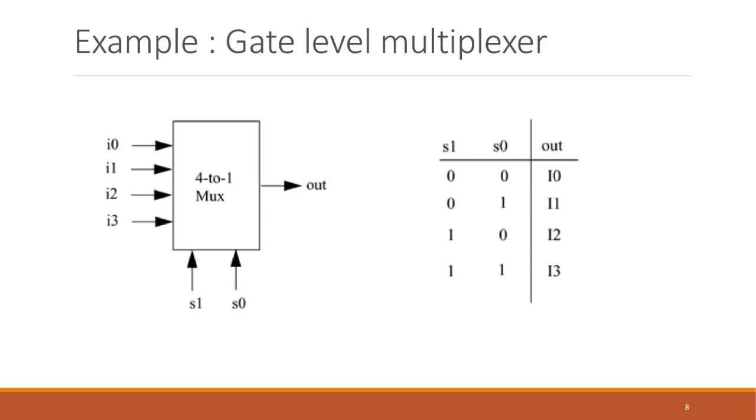So here is a 4 to 1 multiplexer that chooses between 4 inputs I0, I1, I2, I3 based on the selection input lines S0 and S1. So the high level block diagram with the function table, they have been given in the slide. Now we need to model this multiplexer using gate level modeling in Verilog. So this is an exercise for you to try out.